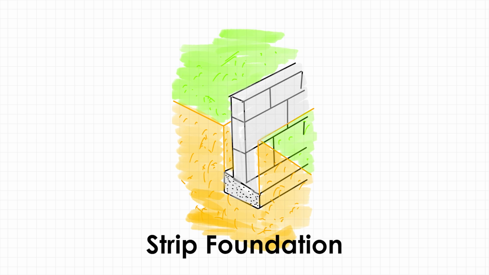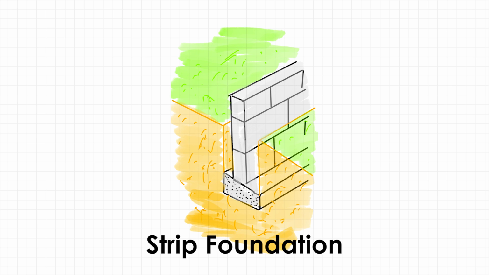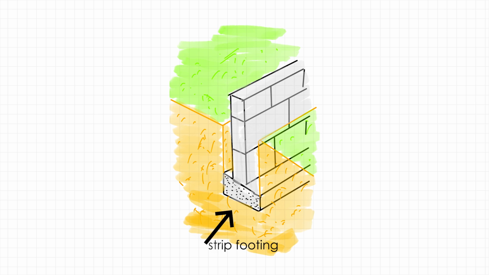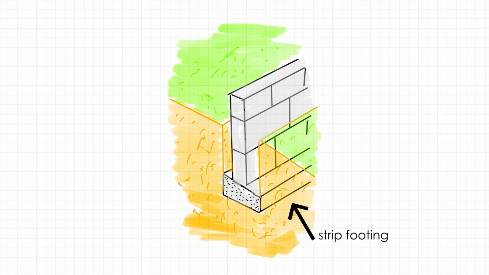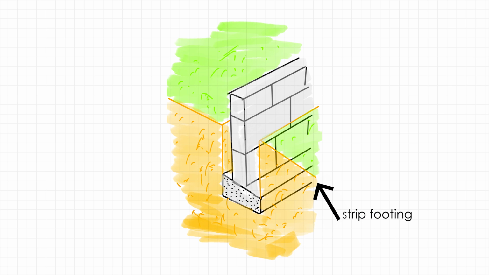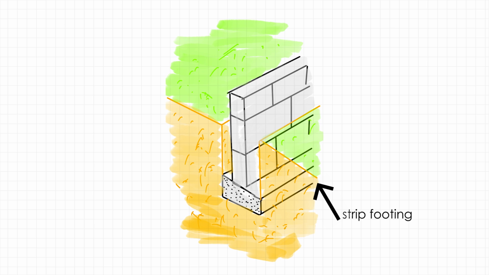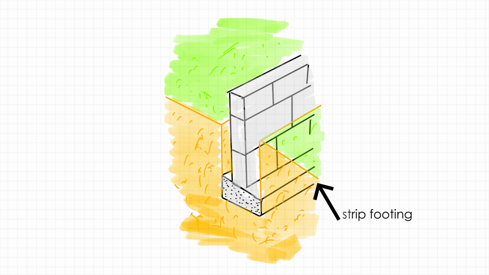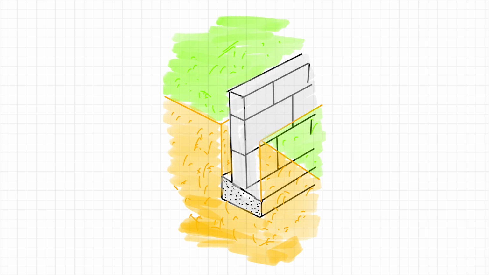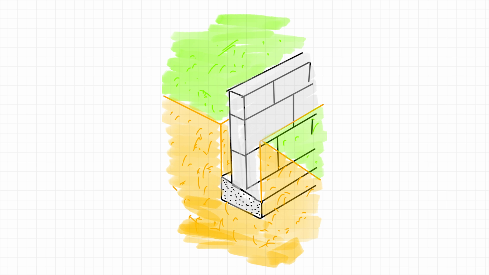So a strip foundation is basically a strip of reinforced concrete that runs along the bottom of a wall. All right, and what it does is support that wall. That's basically it, just a strip of concrete. All right, so that's what we'll be doing today.